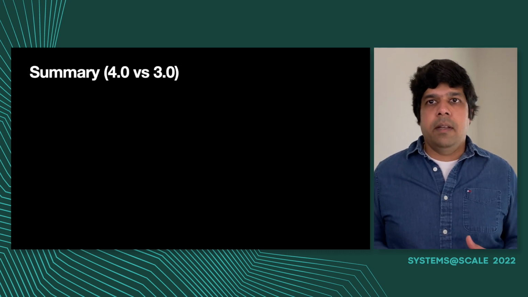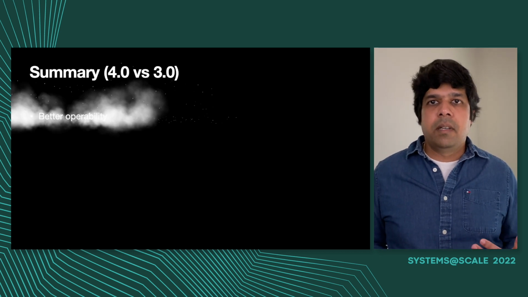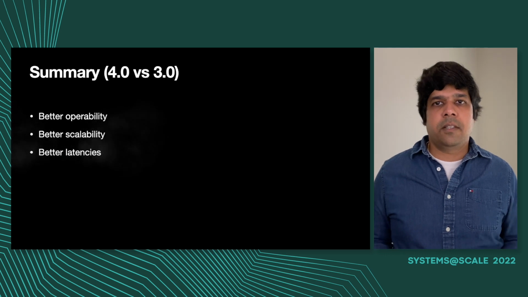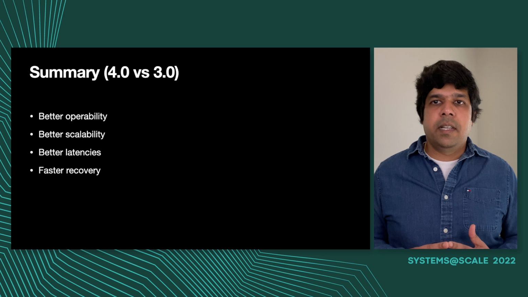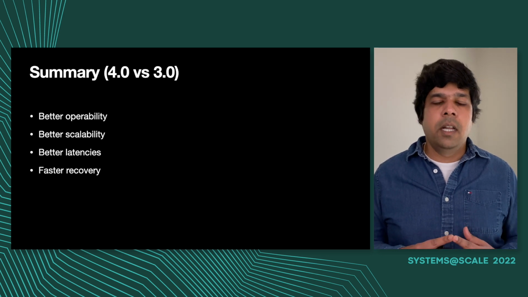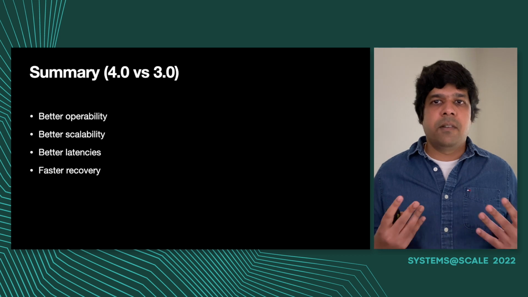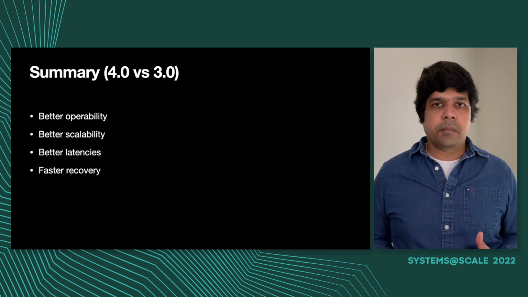So, in summary, I want to say Cassandra 4.0 brings better operability, scalability, latencies, and faster recovery times to the table. It has been one of the most significant releases that the Cassandra community has worked hard towards building, and it's the first release where the features have been driven by some of the most prolific users of the database.